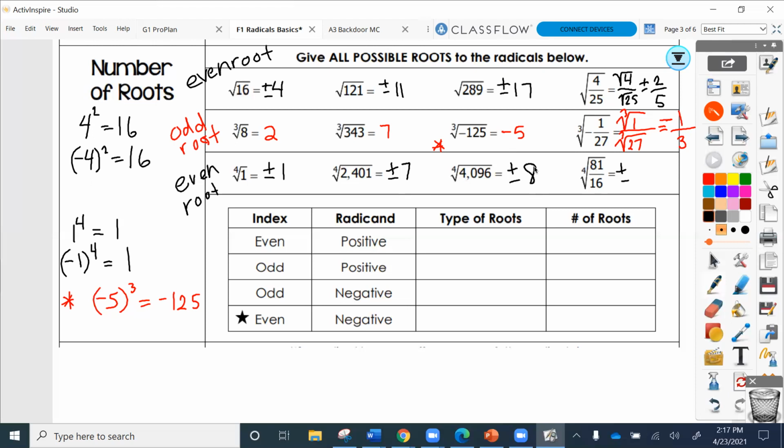And then the fourth root of this, we're going to break up into numerator and denominator. So we can say the fourth root of 81 over the fourth root of 16 is the same thing as plus or minus. Fourth root of 81 is 3, and the fourth root of 16 is 2. So your answer is plus or minus 3/2.